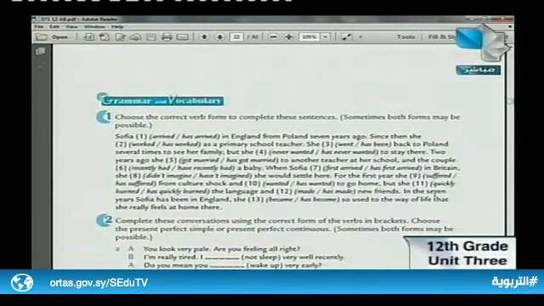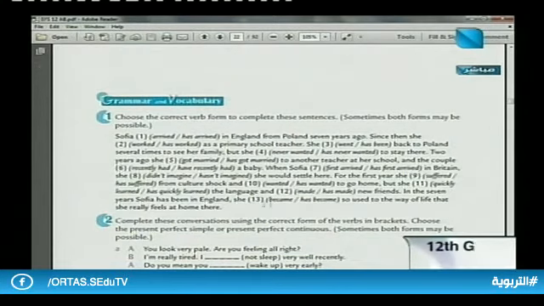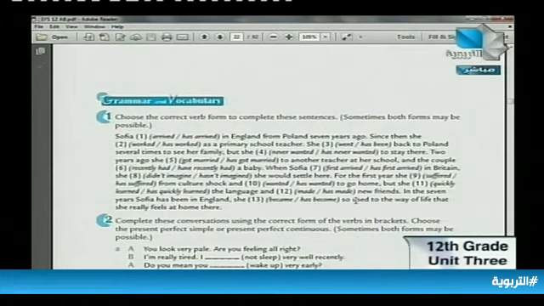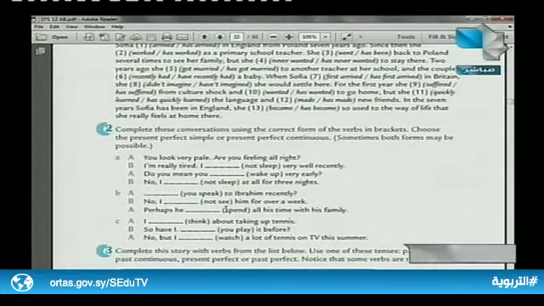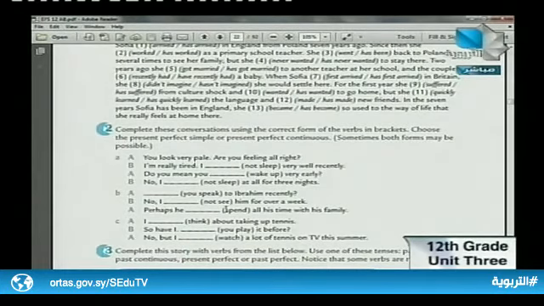Now, in the 7 years Sophia has been in England, she has become so used to the way of life. Because we have "has been", yes. "Used" here is an adjective, not a verb. So used, so accustomed to the way of life that she really feels at home there. Good. Thank you.